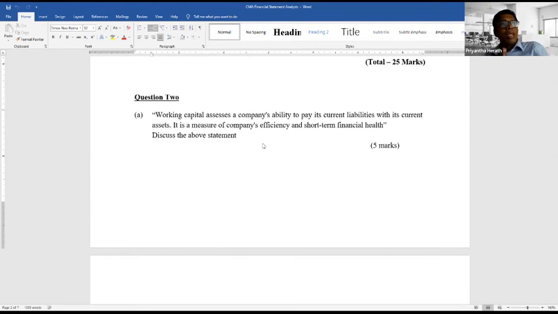So working capital is a measure of the company's efficiency and short-term financial health. You need to explain: efficiency means if you invest too much, you are inefficient, and there's a negative impact on your profitability. If you want to be efficient, you have to have the lowest amount of current assets, but to maintain liquidity and short-term financial health, you need an adequate amount of current assets. So you need to balance these two when you manage the working capital of the company.